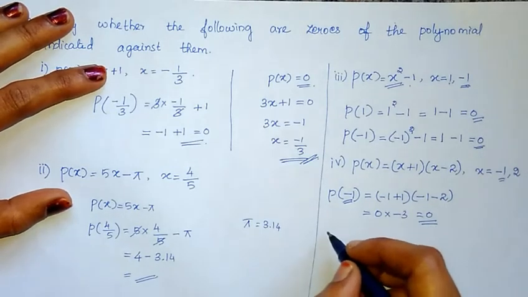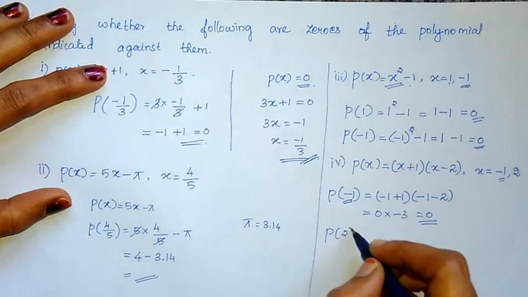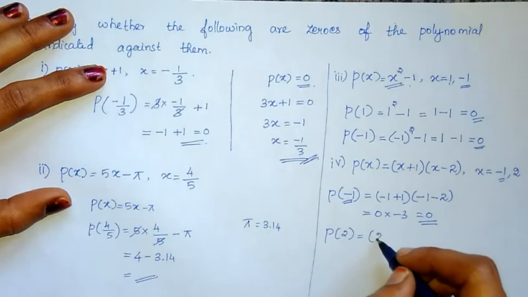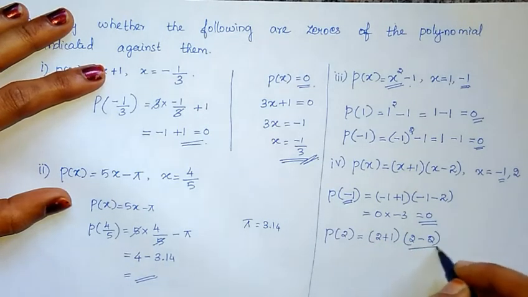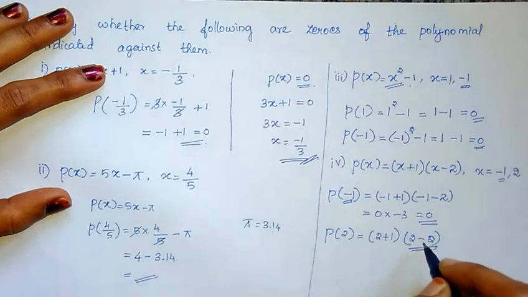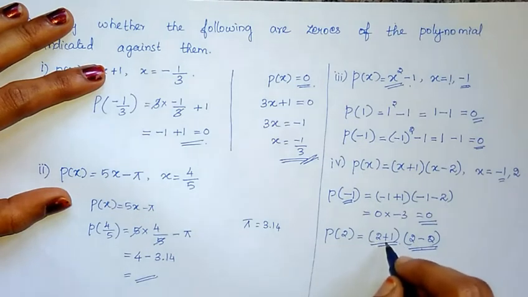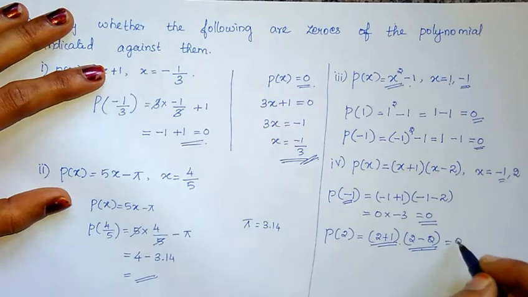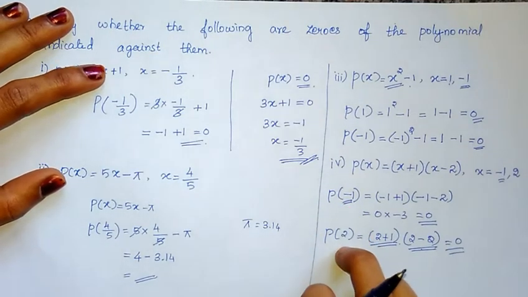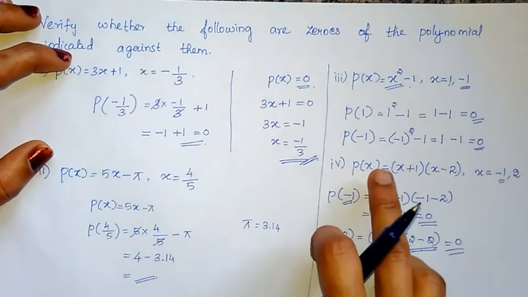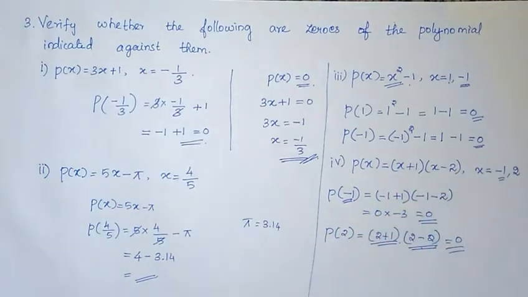Now check the second one, p of 2. P of 2 is 2 plus 1 into 2 minus 2. Here we got a 0. 2 minus 2 is 0. 0 into this number, 3, is also 0. So we can say that minus 1 and 2 are the zeros of this polynomial x plus 1 into x minus 2.